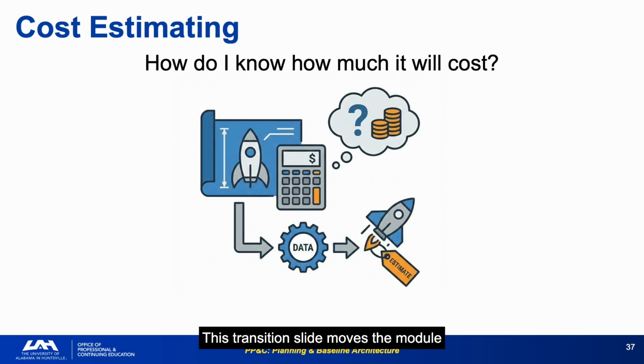This transition slide moves the module from work structure to the cost dimension, the discipline that quantifies what resources the organized, scoped work will actually require. Cost estimating and pricing are different disciplines and should never be confused. Pricing is contractual multiplication. Estimating is the careful analytical judgment of what it will actually take to do the work.